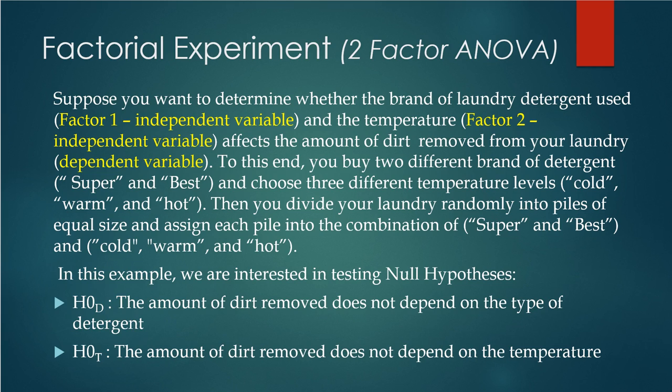All right. So again, our null hypothesis is that the amount of dirt removed does not depend upon the type of detergent, and the amount of dirt removed does not depend upon the temperature. The alternative hypothesis would simply be that yes, these do play a role in determining how much dirt actually comes off. Okay, so I hope that helps with ANOVA and understanding exactly how experimental design can be set up and some of the different factor levels for you.